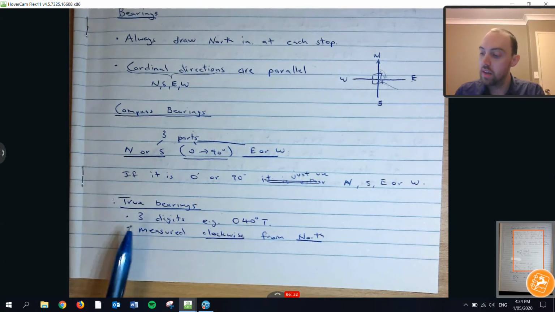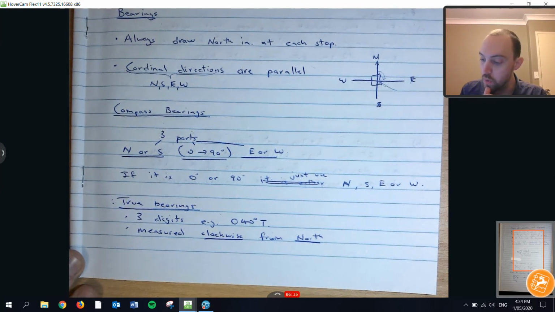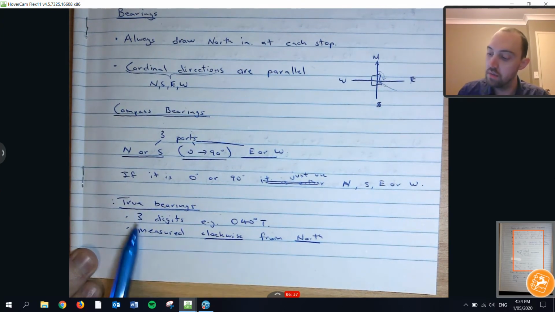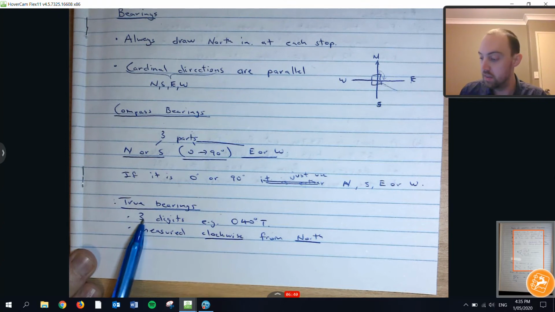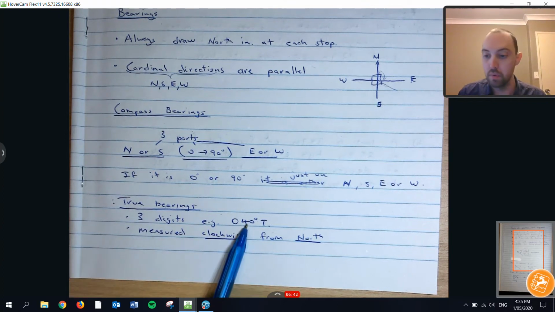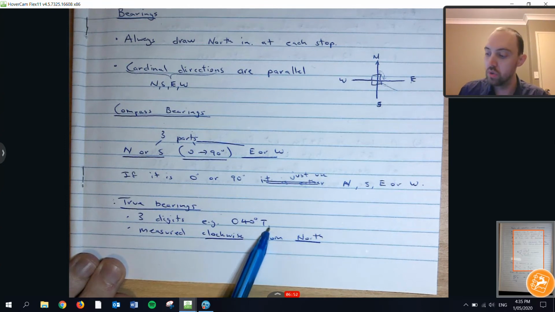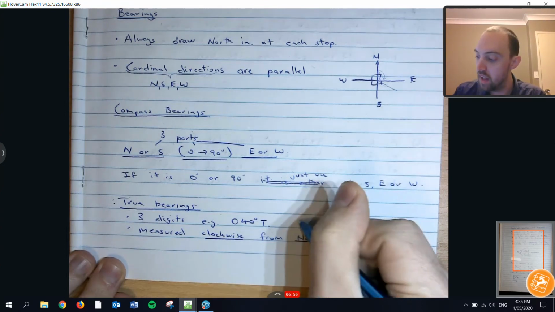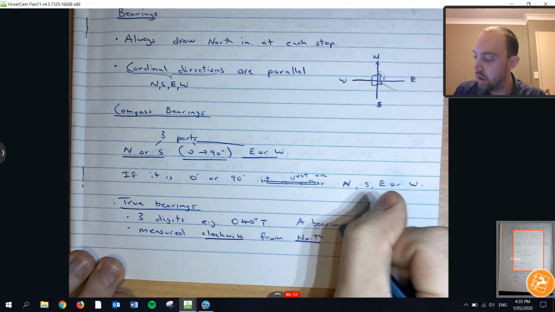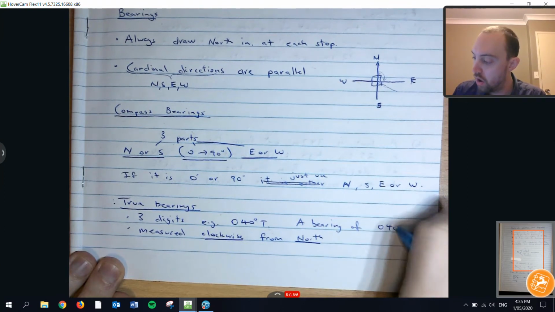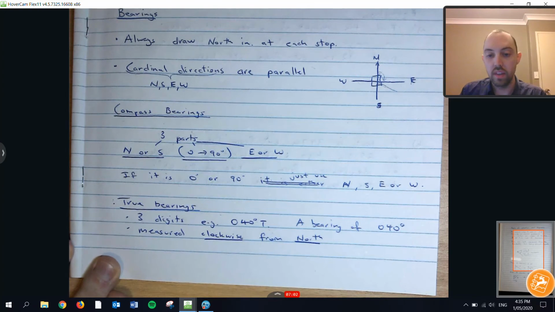The other part is true bearings. True bearings are made up of 3 digits, despite it being what we would normally recognize as a 2-digit number. 40 degrees, you would write as 040 degrees true. Sometimes you might just see a bearing of 40 degrees like that. It's still talking about true bearings, and you might see that in some questions.